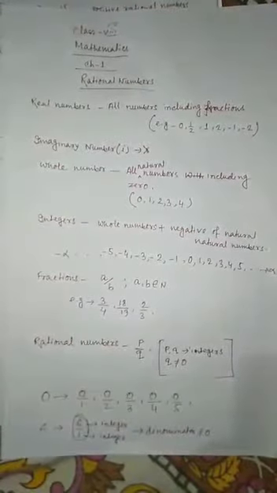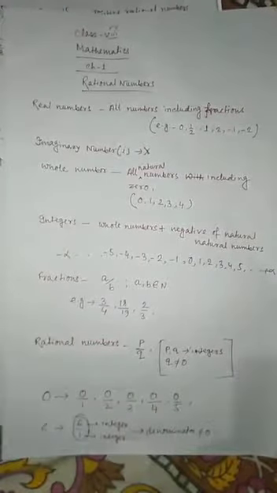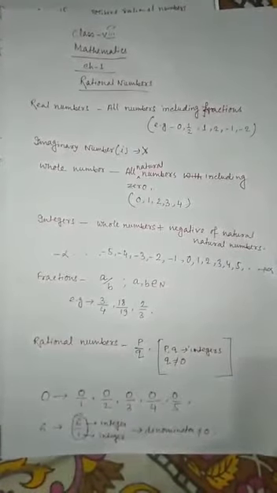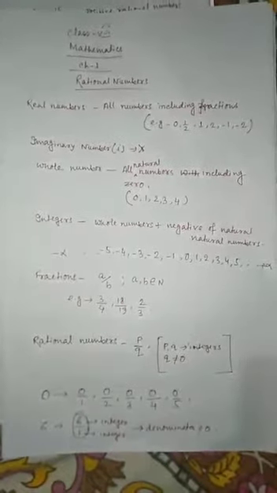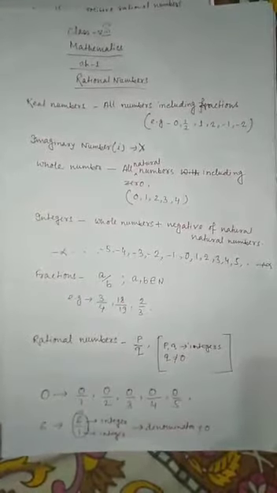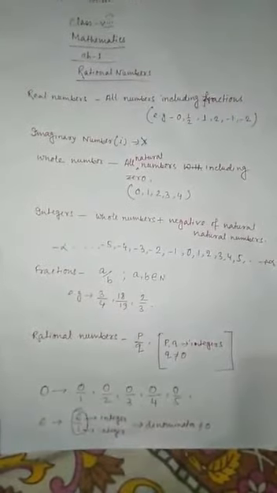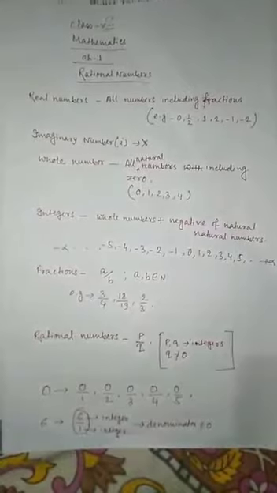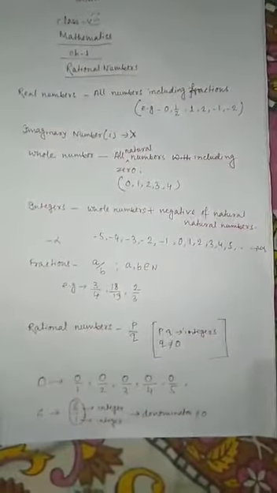And we all know that the natural numbers are 1, 2, 3, 4, they all are natural numbers. Natural numbers are also called counting numbers. So 1, 2, 3, 4 are natural numbers, and whole numbers are all natural numbers including 0. So 0 is also a whole number, but always remember that 0 is not a natural number. Okay, now what are integers?